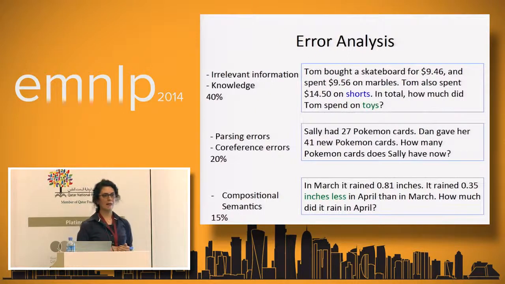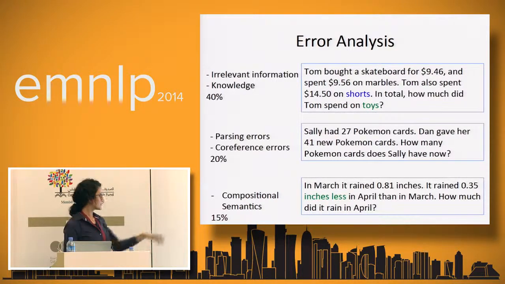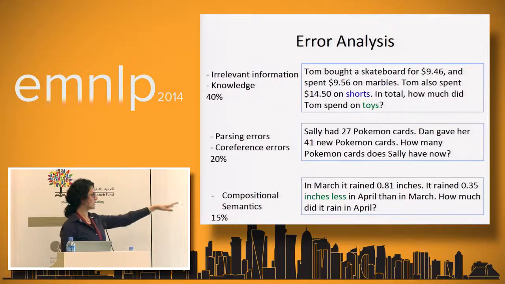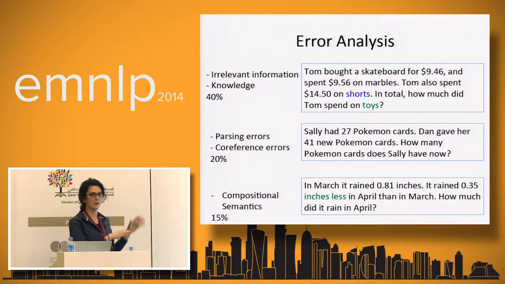We performed some error analysis on the gold ARIS, basically to understand what's going on and what the different problems are. The first and most important category of errors comes from lack of prior knowledge. So look at this story. Tom bought a skateboard and spent this much on marbles and some on shorts. How much did he spend on toys? Our method wasn't able to know that shorts is not a kind of toy, right? So we mistakenly summed all the numbers.